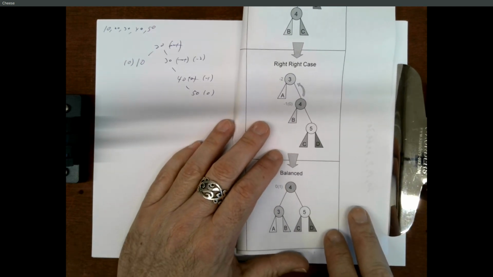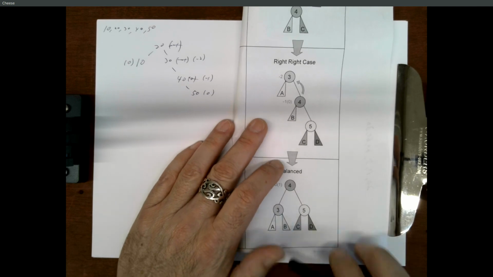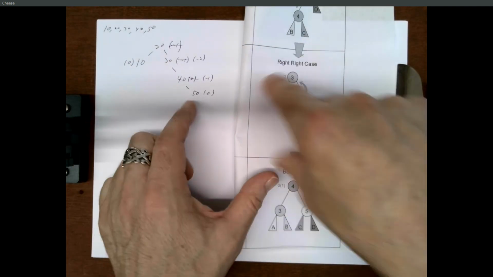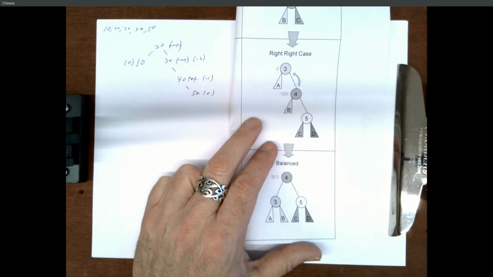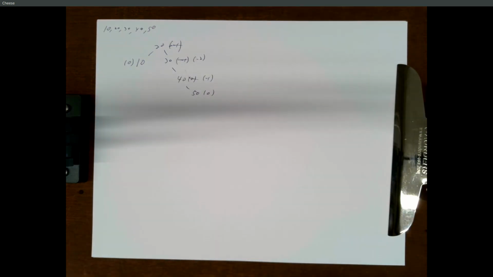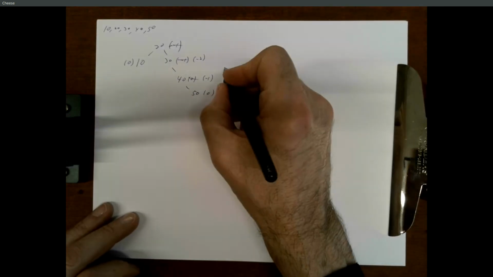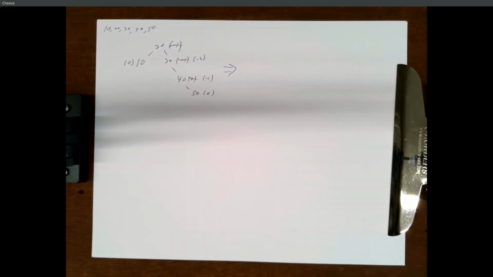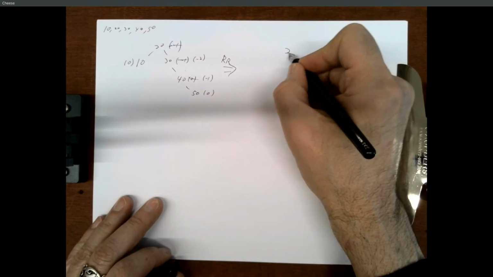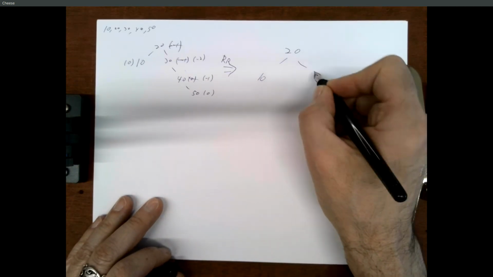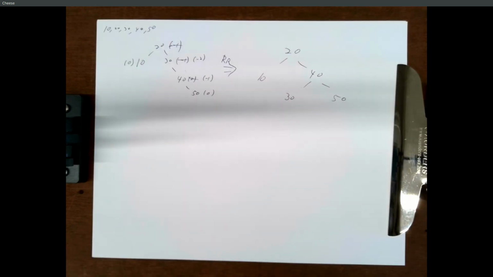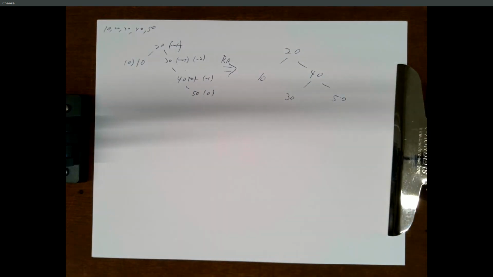And I can label everything very carefully, but the action is that 30 is just going to come down and be the left child of 40, and the 40 is going to move up in its place. So this will be rebalanced using a right rotation to look like this. And that'll be balanced.